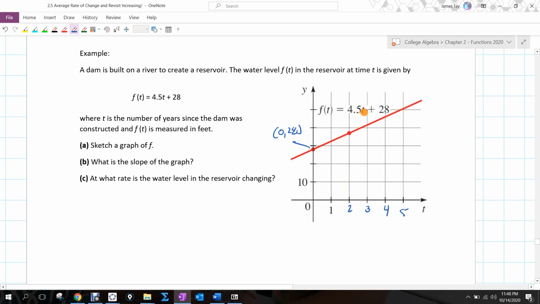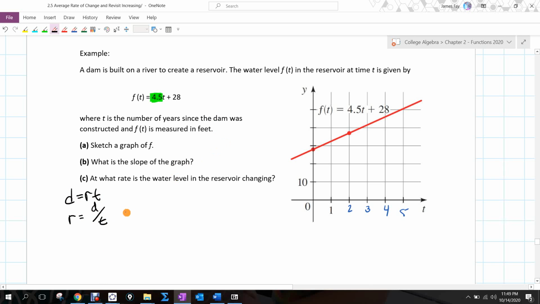But it says sketch the graph of f. I've done that for us. It says what is the slope of the graph? Well, because we know what the function is, we know that the slope is that right there. But we can ask the question, what is the average rate of change, or what is the rate of change, by saying, because it's a rate, remember what rate is. If we have distance equals rate times time, isn't rate equal to distance divided by time?